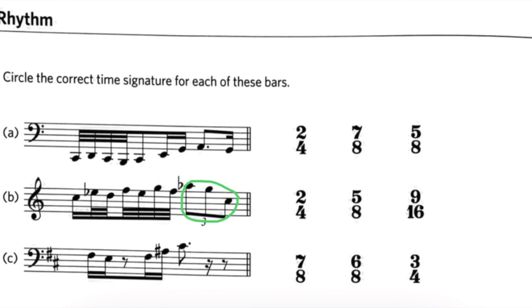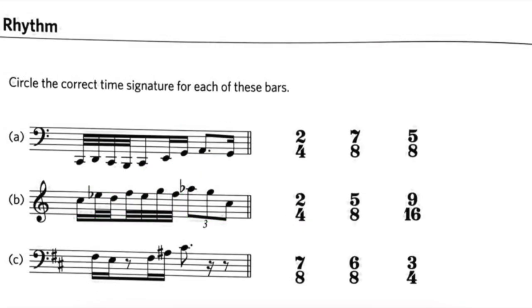Then I'll tackle the triplet first. So 3 quavers equals a crotchet, and then a semiquaver and 2 demisemiquavers equals 1 quaver, and 4 demisemiquavers also equals 1 quaver. So that equals a crotchet. So total is 2 crotchets, 2/4.